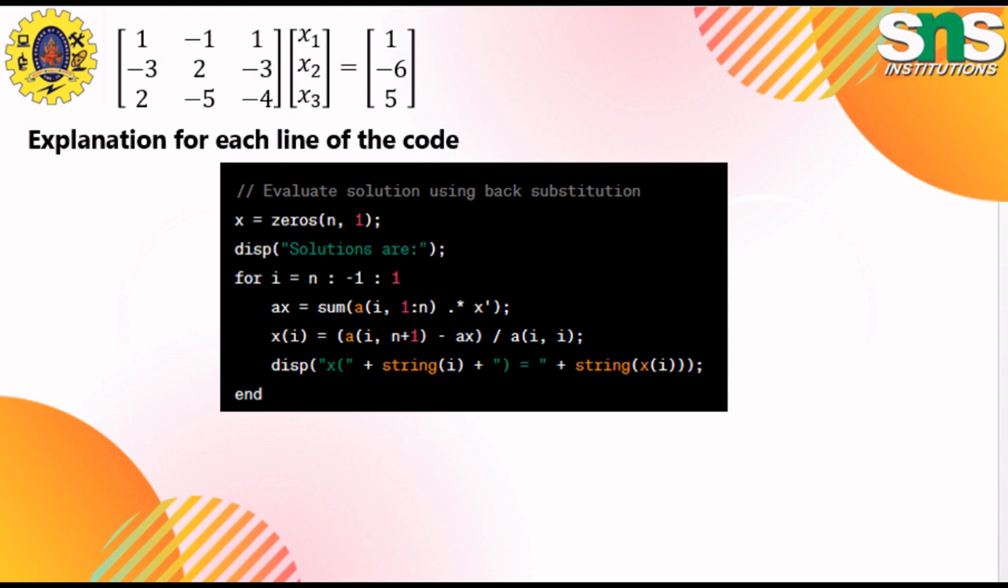Ax is the sum of the product of the coefficients in the current row and the corresponding solutions in X. The solution for the current variable is calculated using the formula within the bracket, A(i, n+1), close the bracket, minus Ax, close the bracket, divided by A(i, i). The solution is added to the X vector and displayed using the code.